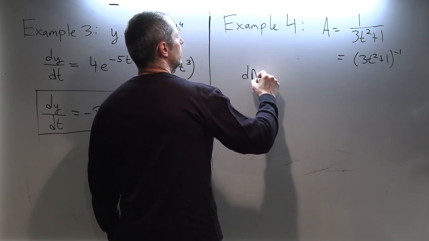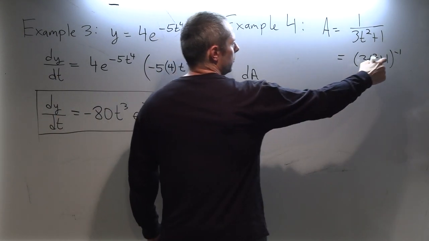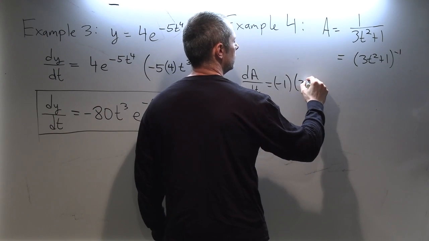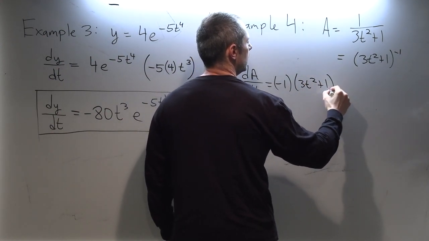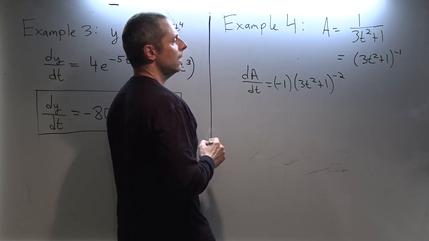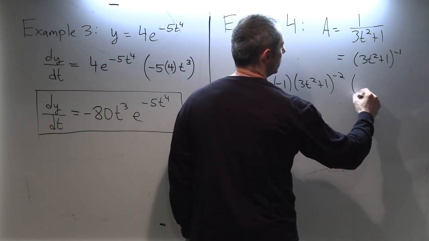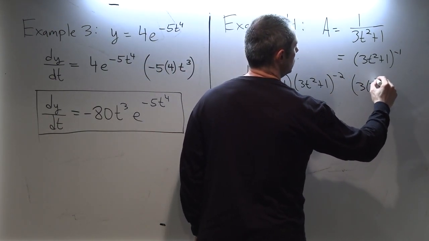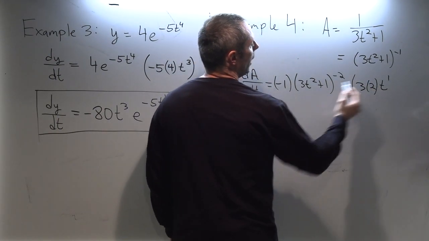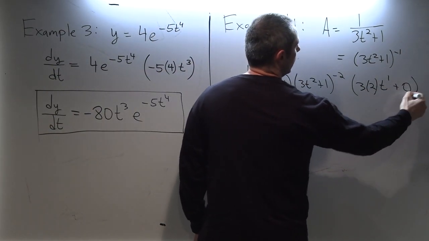So dA, the derivative of our function A with respect to time: you're going to bring this exponent to the front, -1. Subtract 1 from the exponent, -1 becomes -2. And then you multiply by the derivative of everything inside those parentheses. So that's going to be 3 times 2t to the 1 power. I bring the 2 to the front and subtract 1 from the exponent. And then the derivative of 1 is 0.